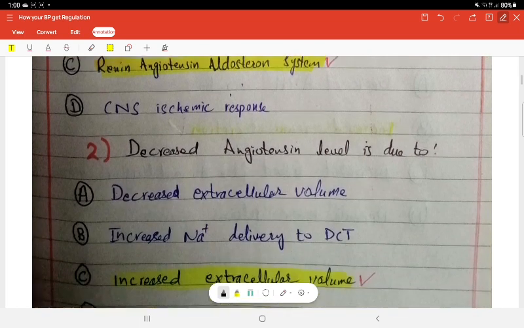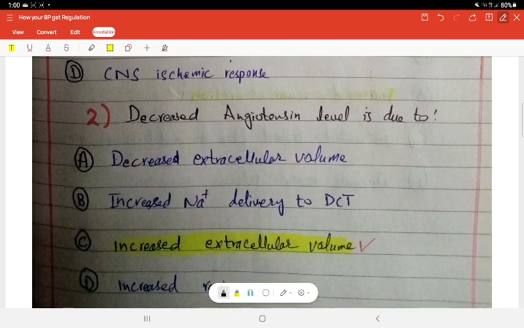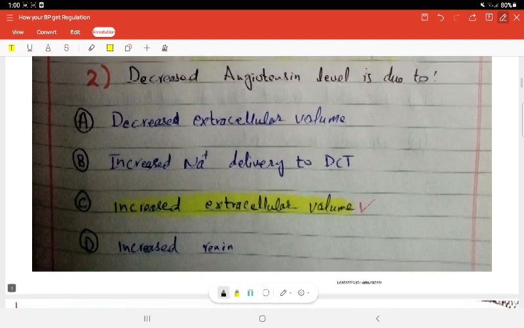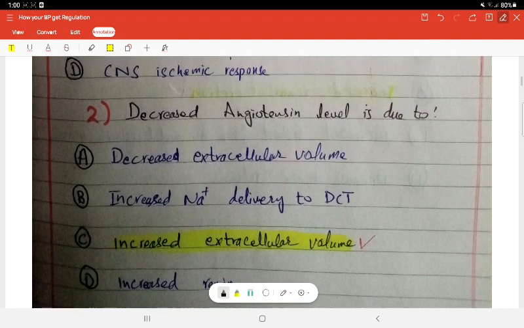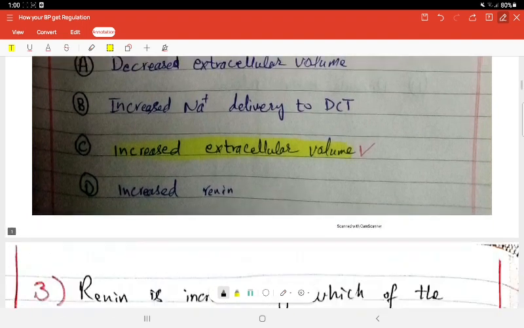Next, decreased angiotensin level is due to what? First option decreased extracellular volume, second increased sodium ion delivery to the distal convoluted tubules, third increased extracellular volume, and fourth increased renin. So the correct one is increased extracellular volume.